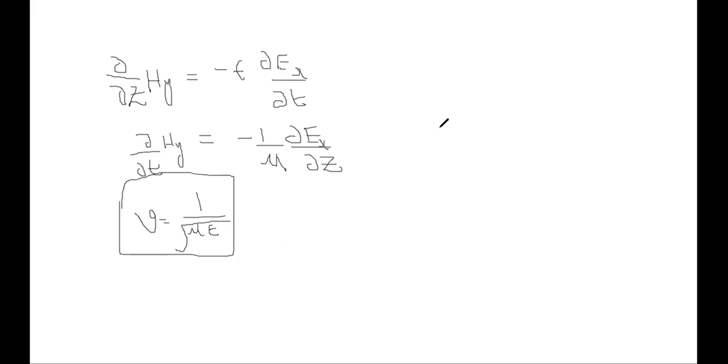Now, we can take the mathematical expression of Ex as having two terms with cosine functions: Ex is equal to Em plus cos(omega t minus beta z) plus Em minus cos(omega t plus beta z).